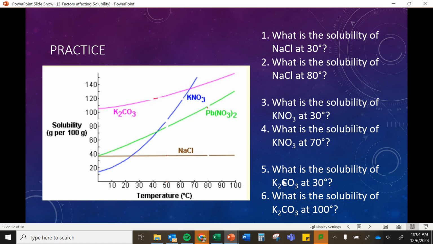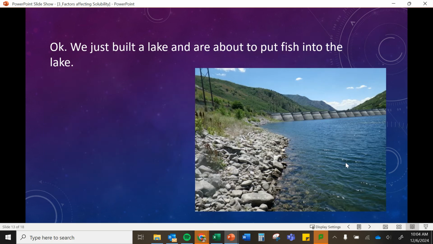Okay, the solubility of K2CO3, that's the purple or magenta line, at 30 is about 110. And then at 100, it's about 150, maybe 155 or so. Okay, so this is how we interpret this. This tells us how much we can dissolve in the solution to make it saturated.